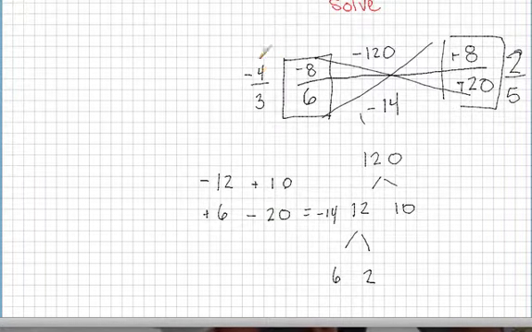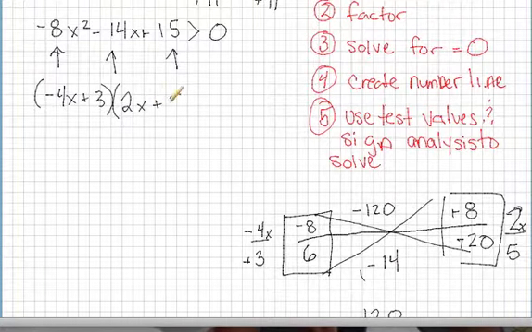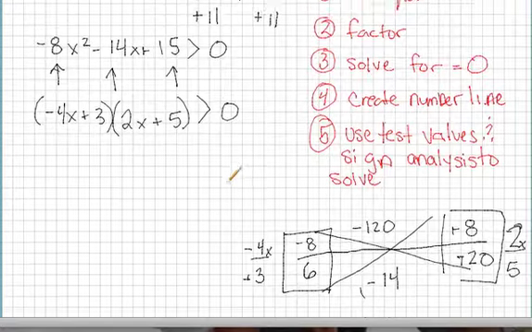The next step, for the number on the top, I'm just going to put an x next to it. These are my factors of my quadratic equation, but they're written vertically. So instead of writing them vertically, I'm going to write them horizontally. Negative 4x plus 3, that's a positive 3, and 2x plus 5. And that's still greater than 0. I'm just rewriting this in factored form. So that's step number 2.